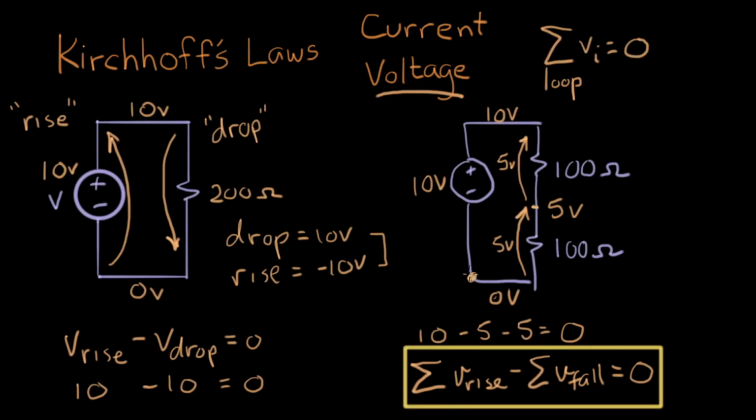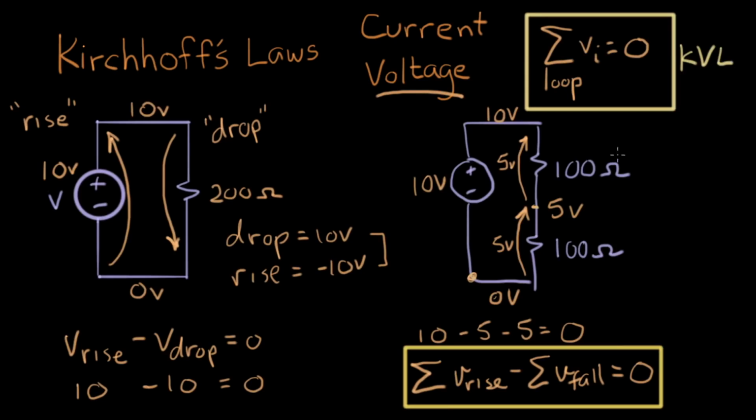So this means I start any place on the circuit, go around in some direction, this way or this way, up, down, down, and I end up back at the same voltage I started at. So let's put a box around that too. This is KVL, Kirchhoff's voltage law.